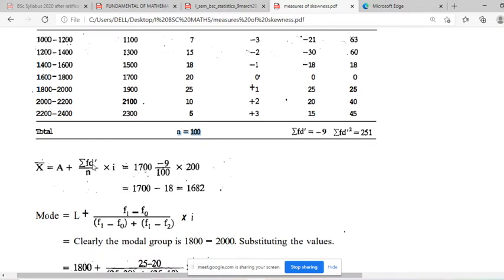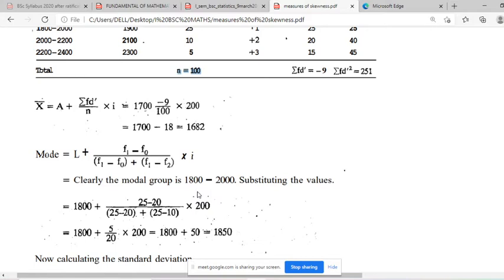Okay. So what is A? A is 1700 plus, you should have a plus here, 1700 plus minus 9, that means summation FD, divided by N. N is 100 into C. Instead of C we write 200. So after calculation, 2 zeros will get cancelled, so minus 9 into 2, that is minus 18. So 1700 minus 18, that is 1682.